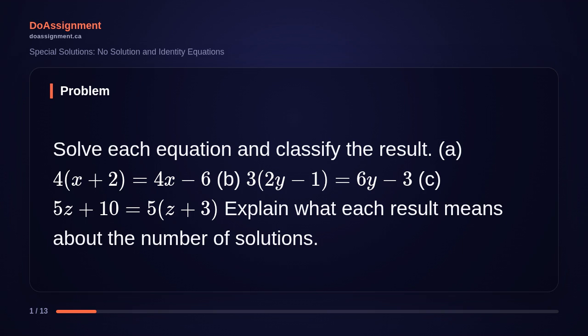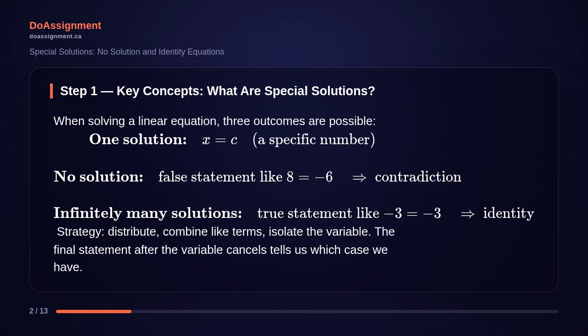Now let us work through the solution step by step. Before we start solving, let's review the 3 possible outcomes for any linear equation. First, we might get one specific answer, like x equals some number. Second, we might get a false statement, something like 8 equals negative 6, which means there is no solution at all.